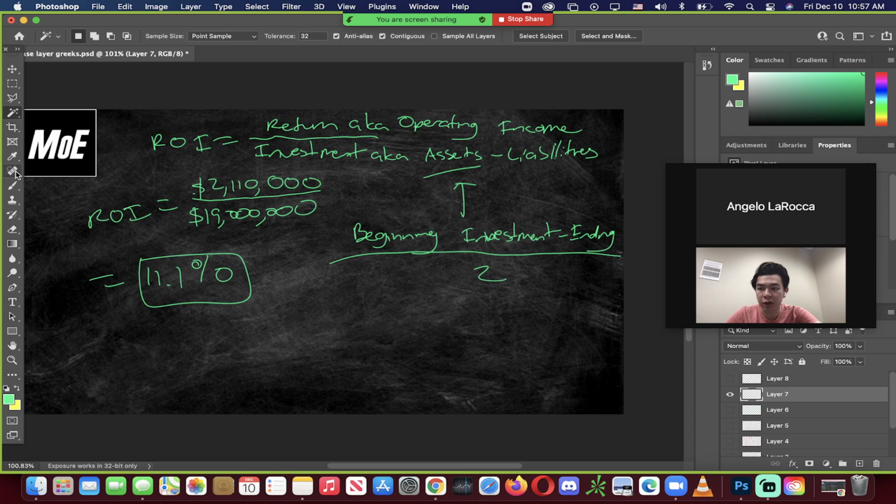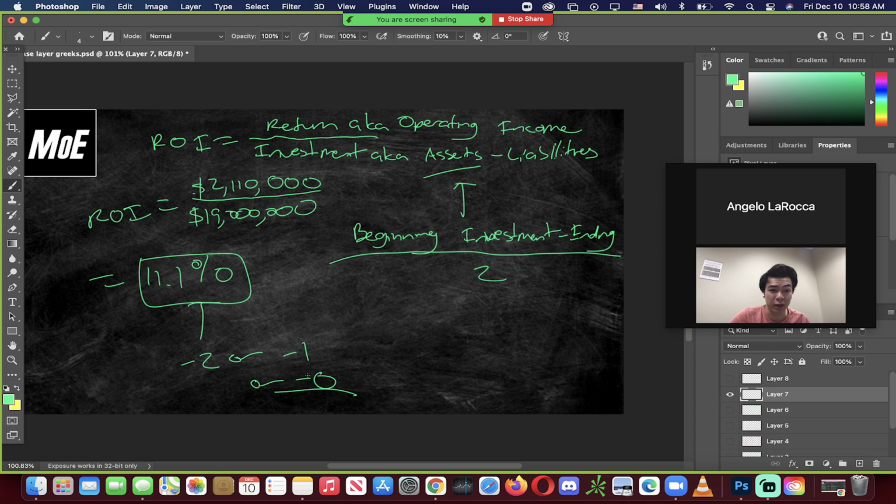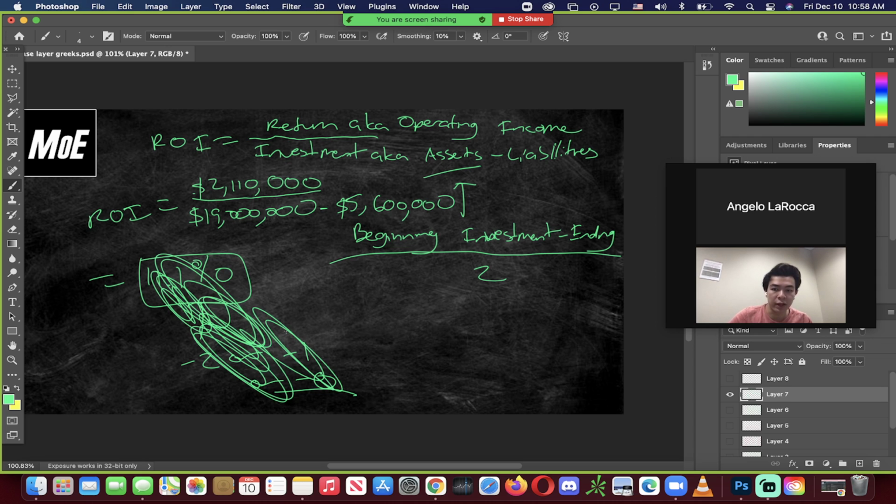Right here, I actually forgot. For this answer, you're probably going to get like -2 or -1, because on the quiz we actually didn't mark any points off. You did this, but in reality, you got to do minus liabilities as well. So the liabilities here is 5.6 million. So then this would be 2,110,000 divided by 13.4 million, which is 15.75%. Sorry about that. We're going like crazy right now.